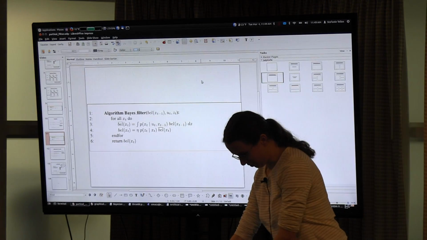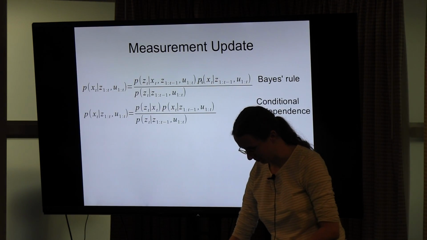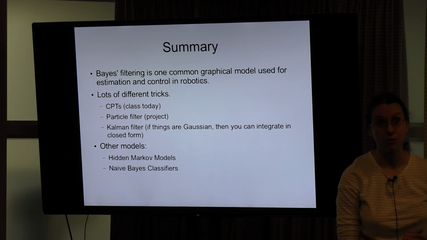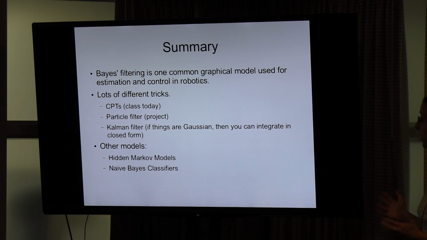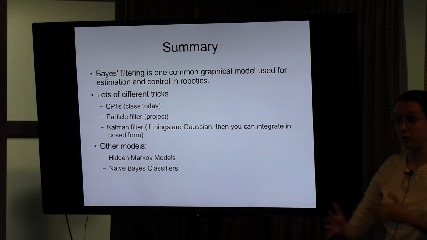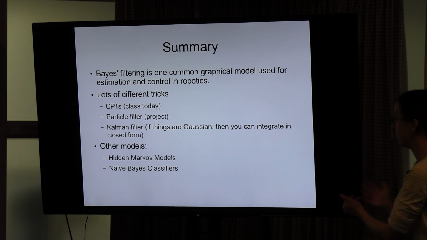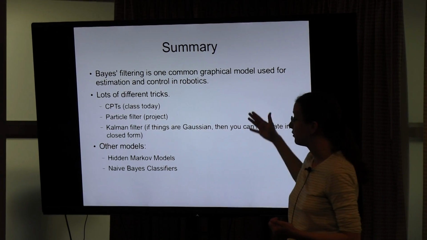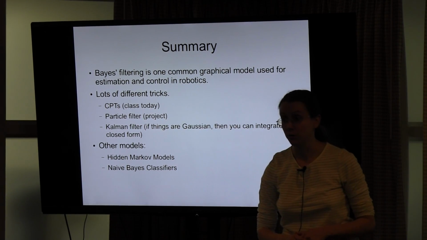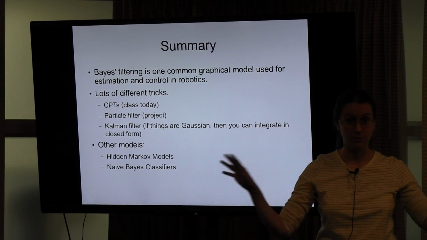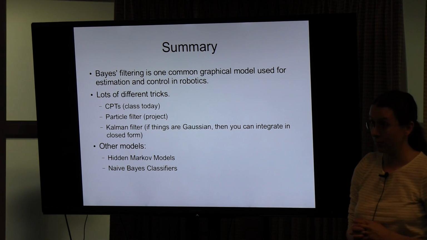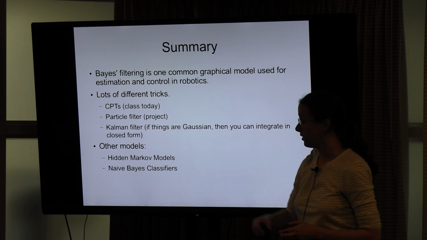Okay, so just to finish up with a measurement update, Bayes filter. I want to emphasize again, I'm showing you one very common graphical model used for estimation and control in robots. It's just one. There's lots and lots of them out there. This one is really important. It's used in a lot of things, and there's lots of different tricks to implement them. So in class today, we used conditional probability tables. So we just had this CPT, conditional probability tables, of all the different possible observations we could get, and we filled it in. You guys are going to see particle filters.